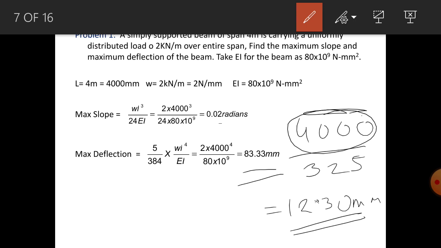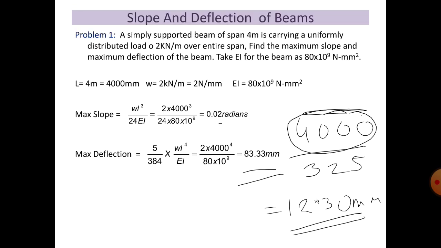They have said here to find out the maximum. No worry, the answer is correct. But in actual cases, we can't allow the beam to deflect more than 12.3 mm. That is what it says, that you can't allow the deflection to be more than 12 mm. That is the permissible limit you have to calculate. This is all about your slope and deflections.